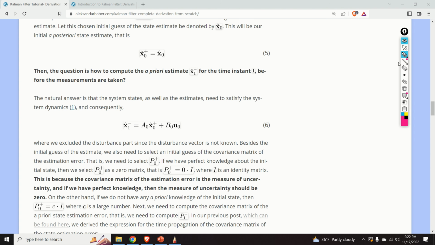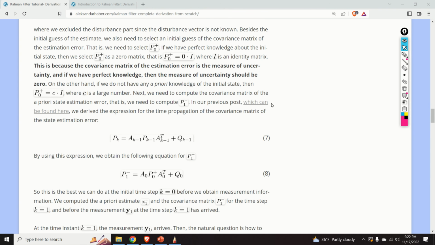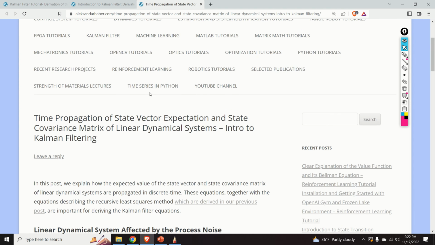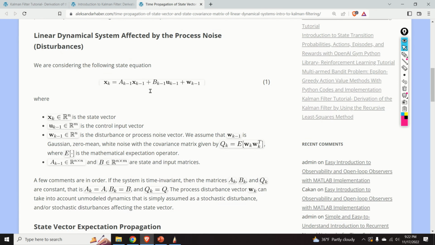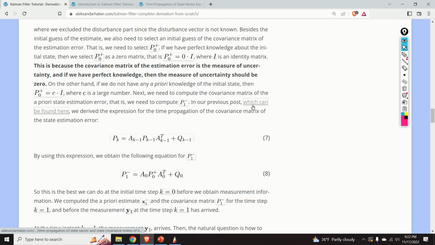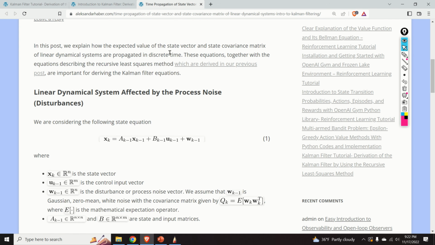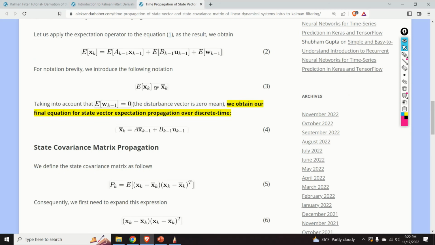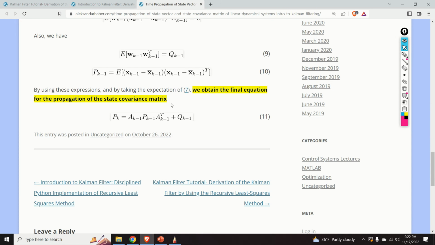And again, the answer should not be surprising. We use the system model to propagate the covariance matrix. Again, I created a post and a YouTube video that summarizes the main idea of propagating the covariance matrix through time. And you can find this web page and the tutorial by clicking over here.